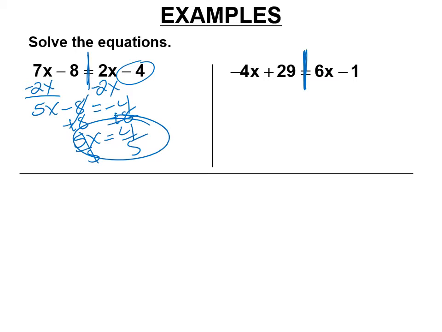-4 is smaller than 6, so I'm going to get rid of that one. And it's negative, so I'm adding 4x.